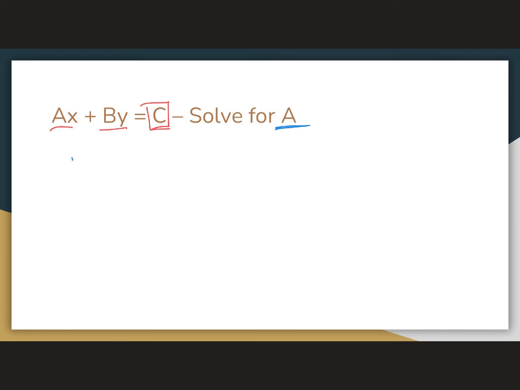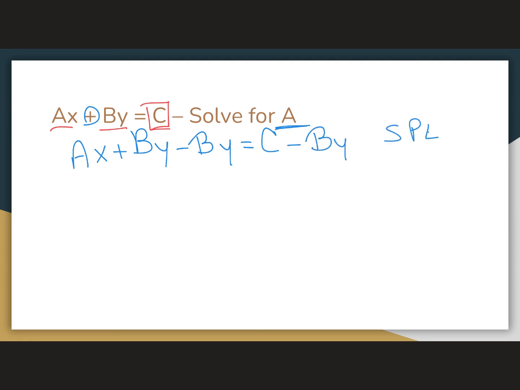Okay, so the first thing I'm going to do is undo the plus BY by doing AX plus BY minus BY equals C minus BY. That's just my subtraction property of equality. So when I combine like terms, I get AX equals C minus BY. Well, I still don't have A by itself.